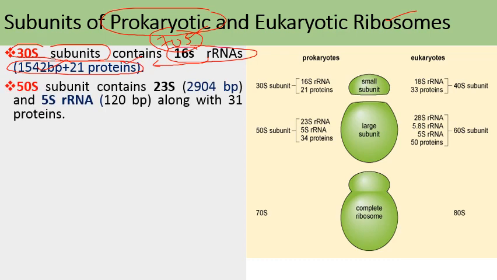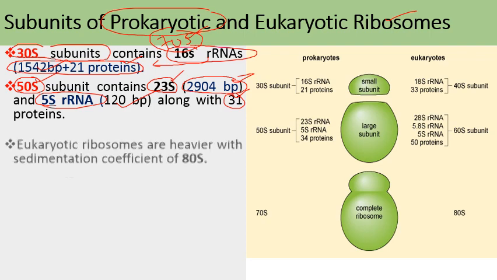That is the smaller subunit. Then the larger subunit, that is the 50S subunit of the ribosome of prokaryotes, contains 23S rRNA, which is made up of 2904 base pairs, and 5S rRNA, which is made up of 120 base pairs, along with 31 proteins. So this is the chemical composition of the larger subunit of the prokaryotic ribosome.